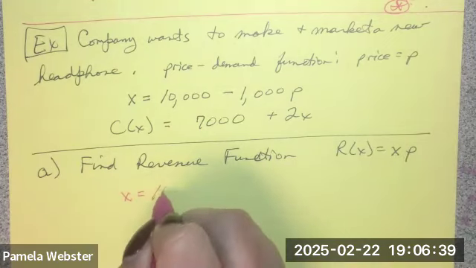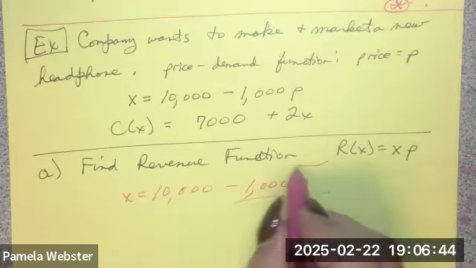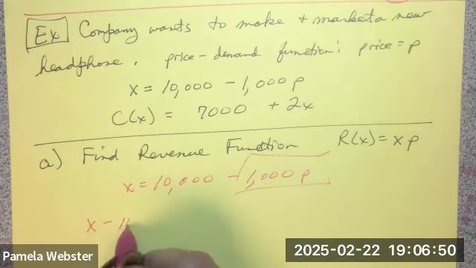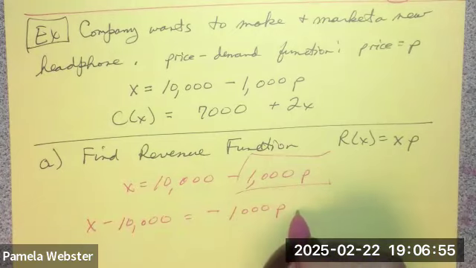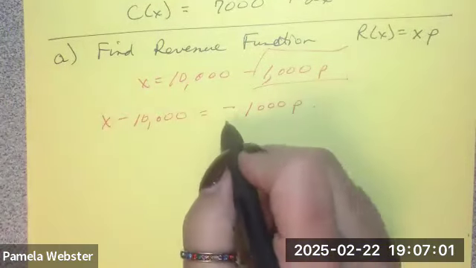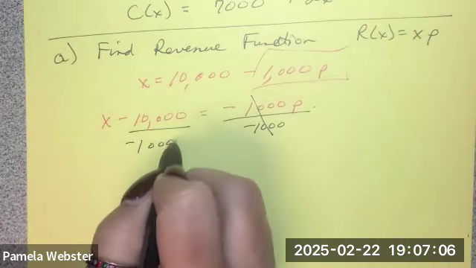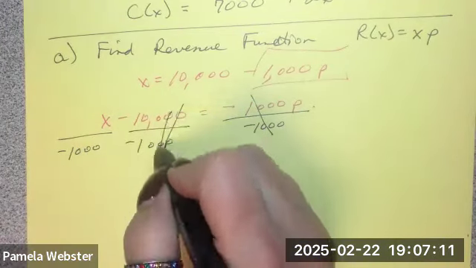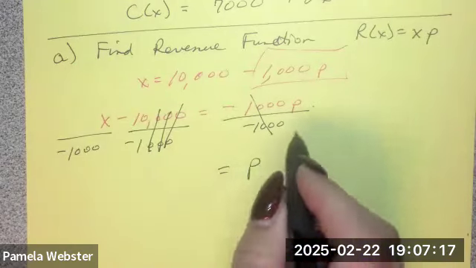So if X equals 10,000 minus 1,000 P, and I want to get the P by itself so that I can stick it into this revenue function, I'm going to subtract 10,000. And that'll give me a negative 1,000 P. Okay. And then I say, hey, I want that P completely by itself. It's being multiplied by a negative 1,000. So I'm going to divide everything by a negative 1,000. Make sure you do all of your terms. Okay. And then I'm going to end up with P back here by itself.